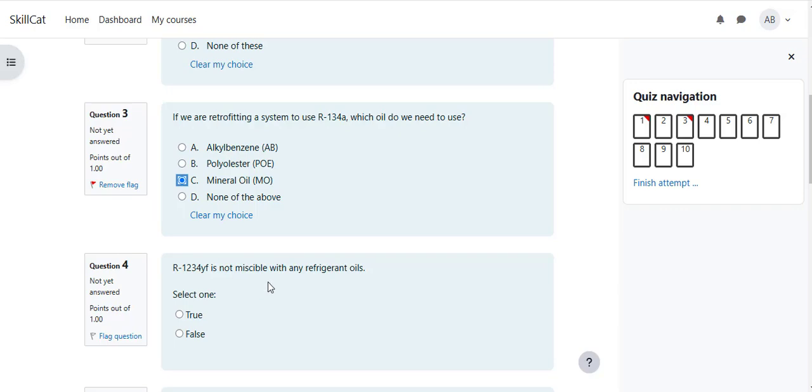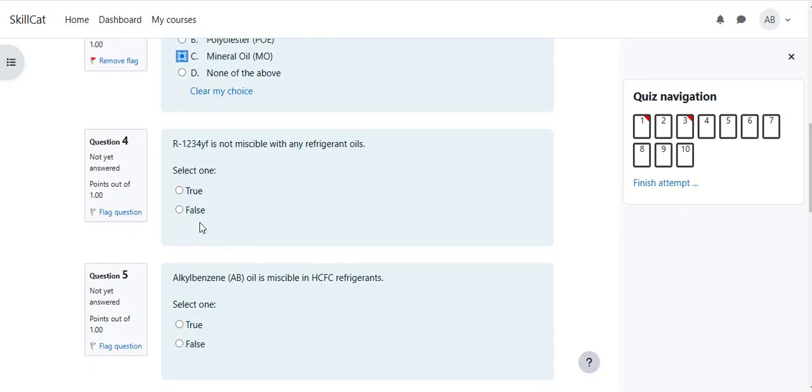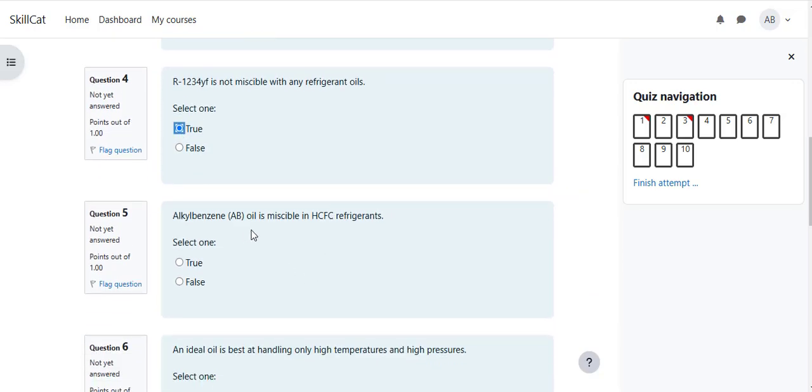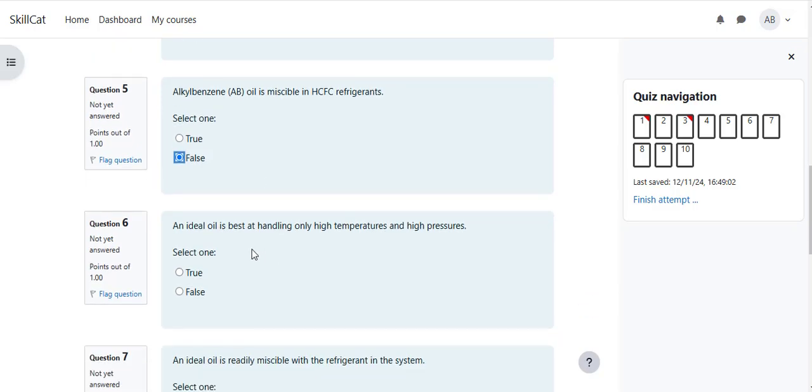R1234YF is not miscible with any refrigerant oil. Yeah. Alkylbenzene oil is miscible in HCFC refrigerant. False. An ideal oil is the best at handling only high temperature and high pressure. False.